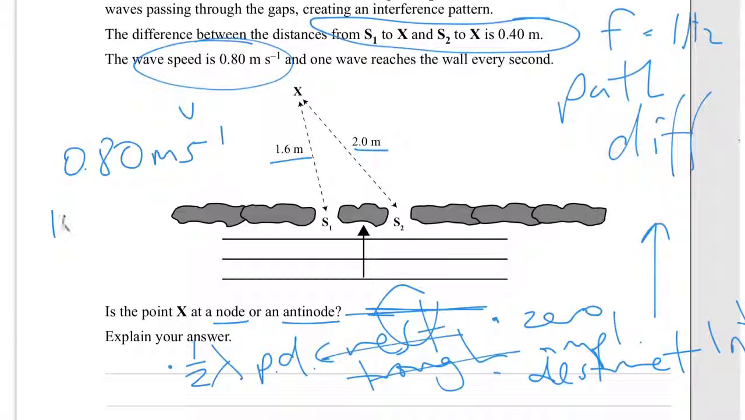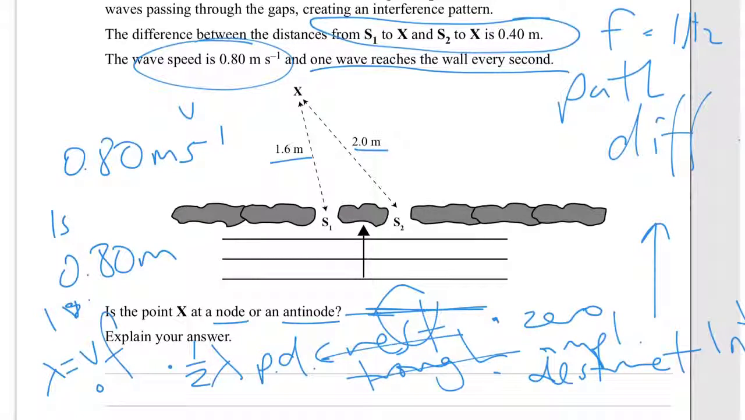So in 1 second it travels 0.80 metres, but we've also been given the information that one wave reaches the wall every second. So one wave per second, a frequency of 1 hertz. For the wavelength, we have to use v equals f lambda again. This time rearrange for lambda equals v over f. The velocity was 0.8, and our frequency is 1 per second, so our wavelength is 0.8 metres. So a different situation.